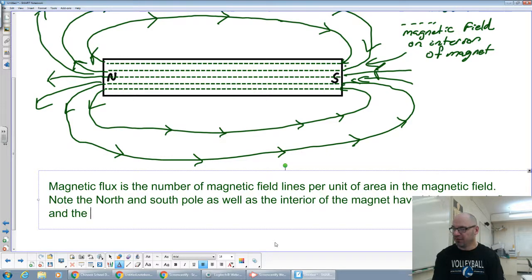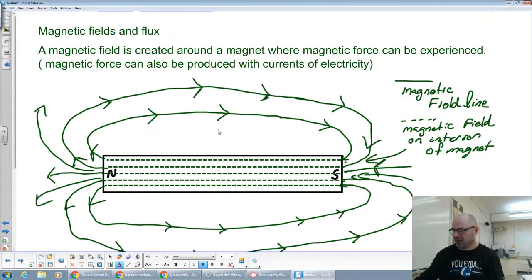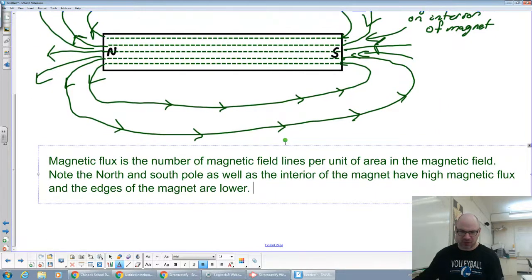And the edges of the magnet are lower. The more field lines across, the larger the magnetic flux in that area. And that's the magnetic force that's in there. So that's a typical bar magnet that we have. We'll look at some other magnetic fields as we go along.